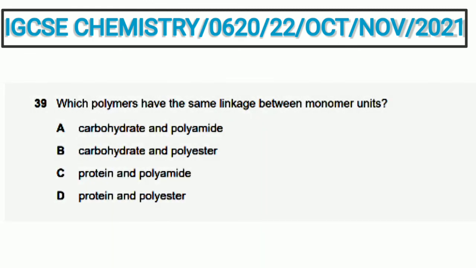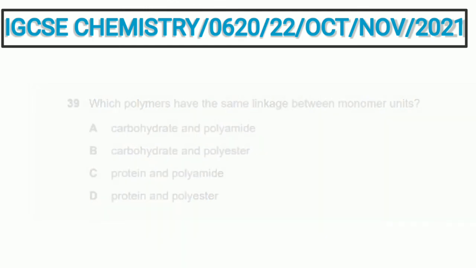Question 39. Which polymers have the same linkage between monomer units? The correct answer is option C, protein and polyamide. Both have an amide linkage in them.